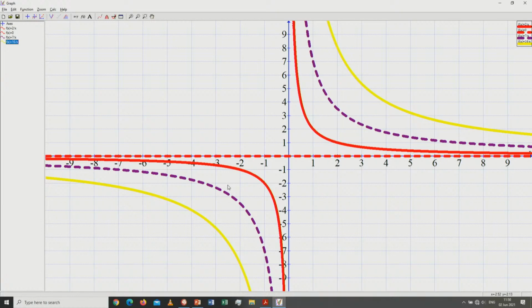The more the value increases, the graph moves far away from what? From both axes. It moves far away from the y-axis. It is moving away from what? From the x-axis as well. Keep that in mind. Q, I said, shifts the graph up or down.